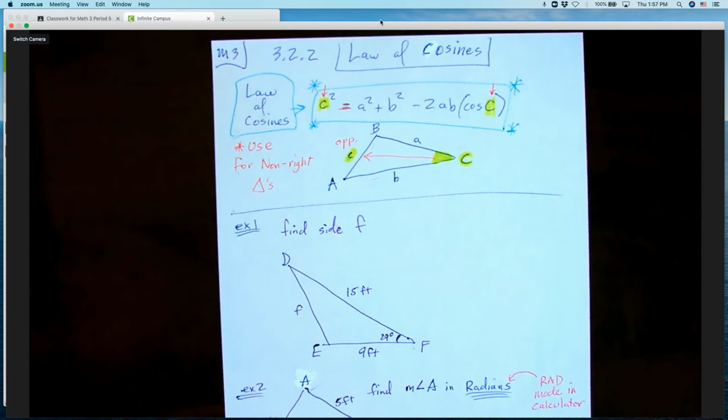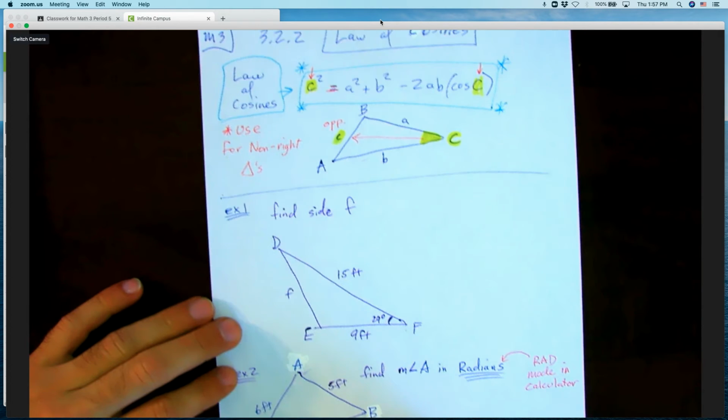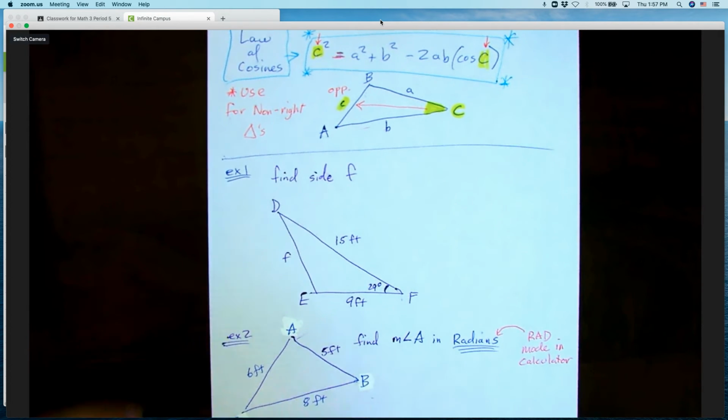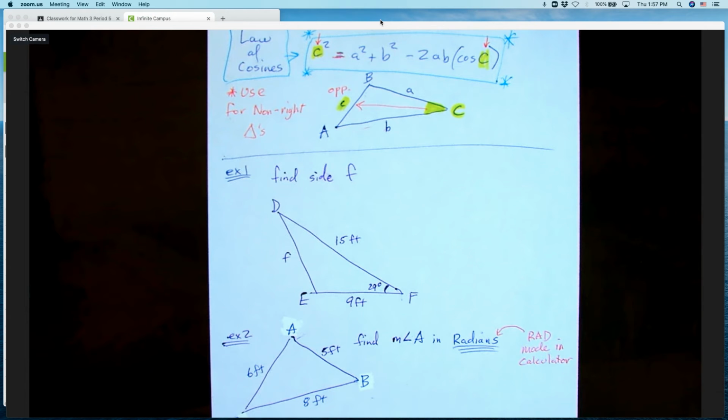All right. So let's see how this plays out, because these are just kind of like tools that help us to find angles and sides within a triangle. It's no big deal. It's no big deal.